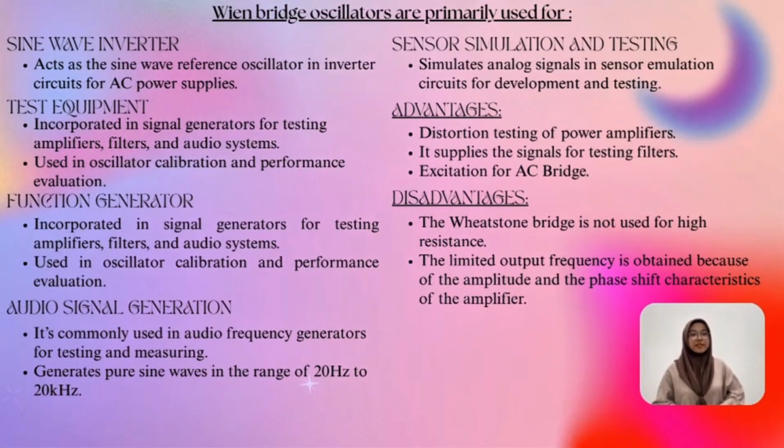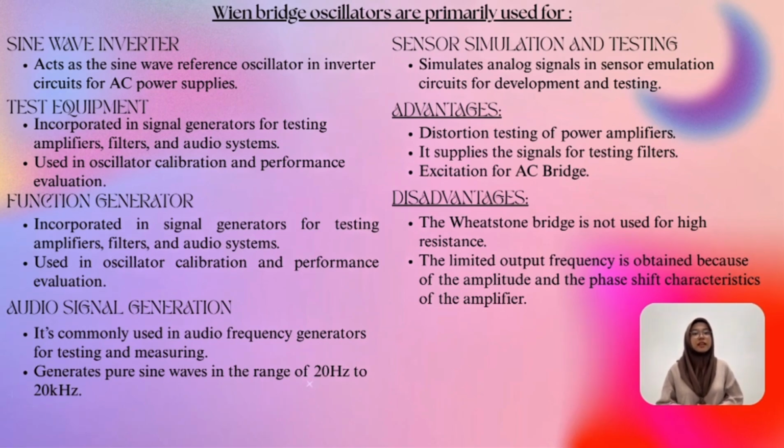Let's explore the Wien bridge oscillator, a classic and widely used oscillator circuit known for generating pure sine waves. So, where is it used? Primarily, it acts as the sine wave reference oscillator in inverter circuits, which are essential for AC power supplies.